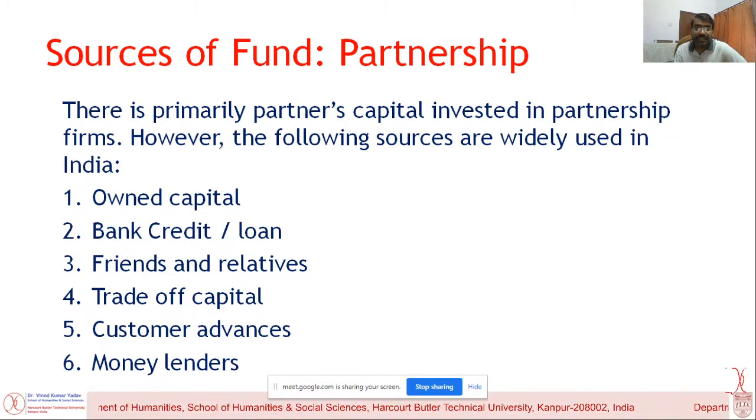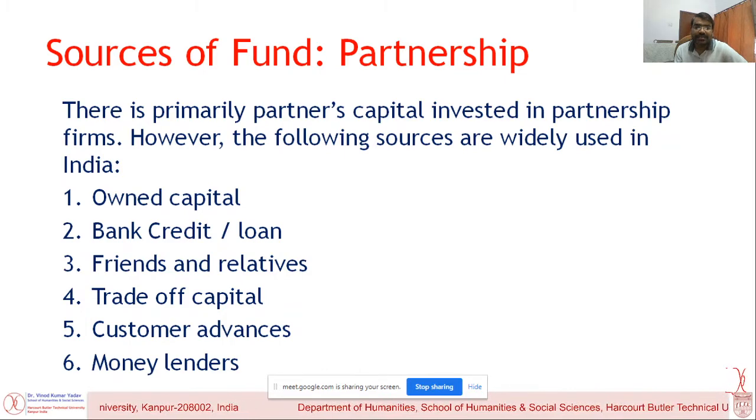But what happens if your business requires more than 2 crore? You can go to the bank. You can use trade credit, customer advances, other options. But still, if you are not able to manage from all these sources which are available for partnership, then you can convert your partnership firm into a private limited company, where there is no limitation of funds in terms of people.